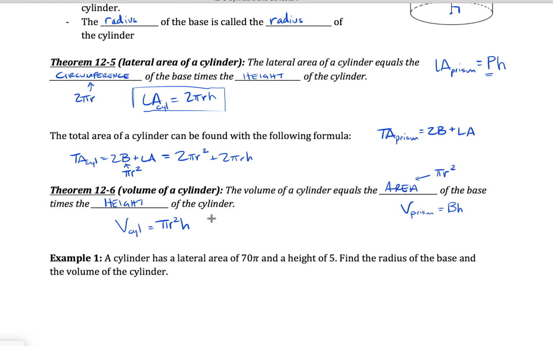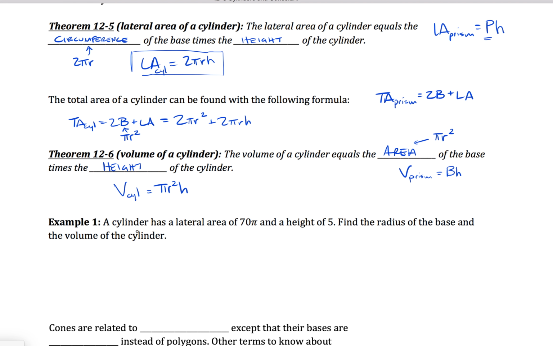So let's put those formulas to use here in an example problem. We have a problem that says a cylinder has a lateral area of 70 pi and it has a height of 5. Find the radius of the base and the volume of the cylinder. So first off, we're going to start with this formula of lateral area equals 2 pi rh. And you can see there are 3 places where we could sub in a number. We could sub in a number for lateral area, for radius, and for height. If we want to find the radius, we better be able to put something in the other 2 spots, and luckily we can. We can put a 70 pi for lateral area, and we can put 2 pi times the radius times a height of 5.